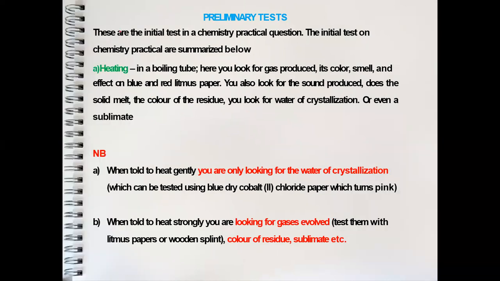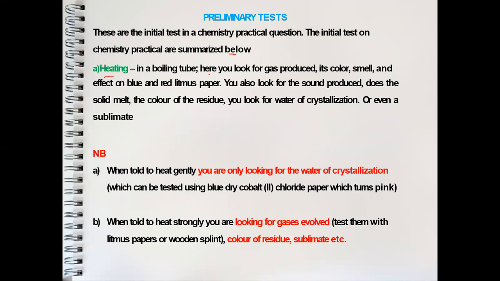Preliminary tests. These are the initial tests in chemistry practical questions. The initial tests on the chemistry practical are summarized below. Heating. This one is always done in a boiling tube. Here you look for the gas produced, its color, smell, and effect on blue and red litmus paper. You also look for the sound produced.